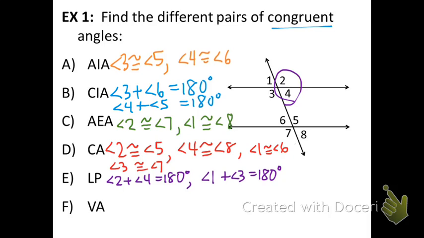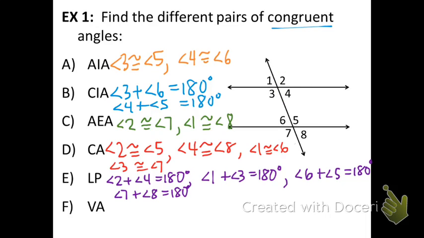If I look at the bottom ones though, let's talk about those. I would say angle 6 and angle 5 add to be 180. And then I also have angle 7 and angle 8 that equal 180. And again, there are 2 more pairs. We could say 6 and 7 add to be 180 and 5 and 8 add to be 180.